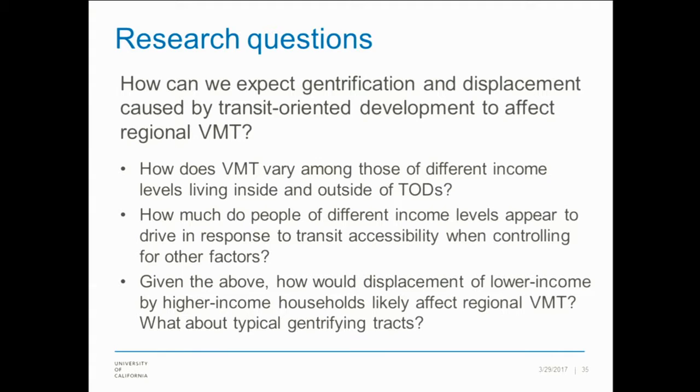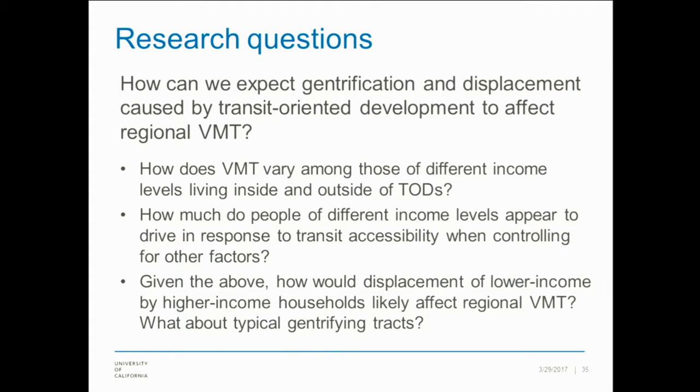The second one is: how much do people of different income levels appear to drive in response to transit accessibility when controlling for other factors? And then, given the answers to these two questions, how much would displacement of lower income by higher income households likely affect regional VMT? And what about typical gentrifying tracts? What about those census tracts that Karen discussed earlier? What would happen if we looked at the change that happened over that 23-year period to VMT?